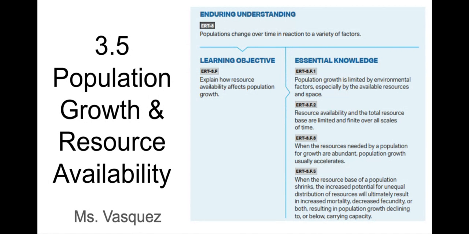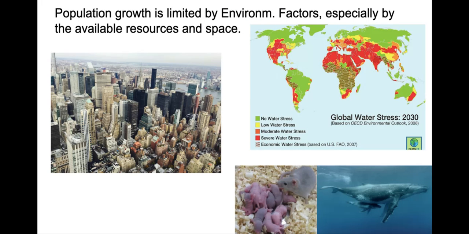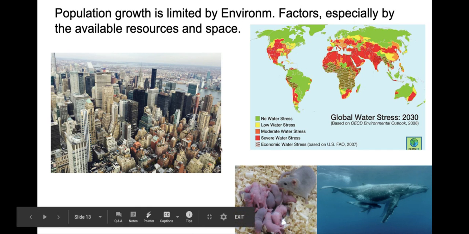So 3.5, population growth and resource availability. Let's start with resource availability. Because we're growing in very large numbers and at a very fast rate, we're going to have less resources available and less space available, right? You can recognize that picture over here.